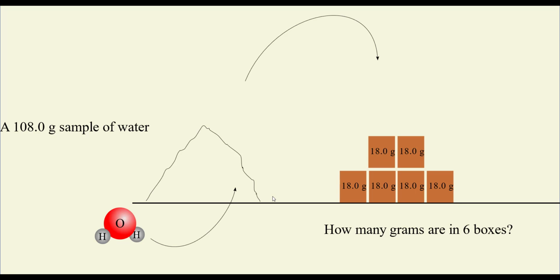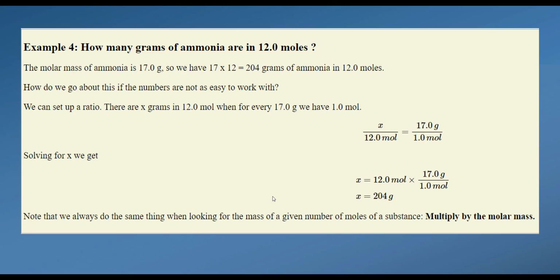One very last one, maybe a little too long-winded a tutorial, maybe you don't need this, but let's do one last one. How many grams of ammonia are in 12 moles? Again, we have 12 moles of stuff, 12 boxes of ammonia. They weigh 17 grams apiece as before, so it's just 17 times 12. Here's setting up the ratio, and here's solving it like a unit conversion problem.